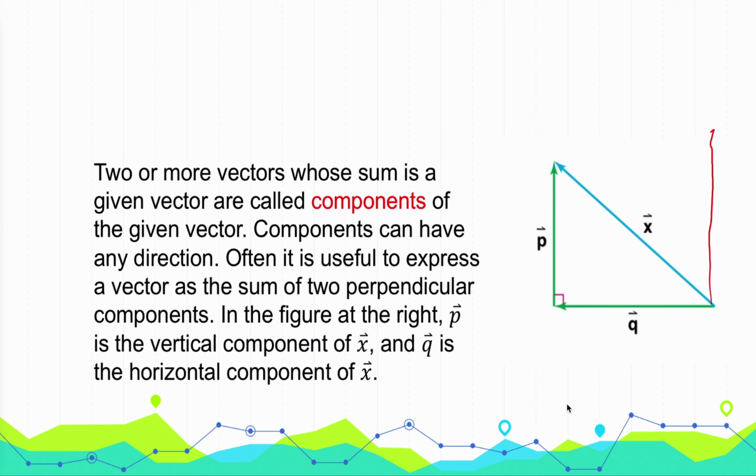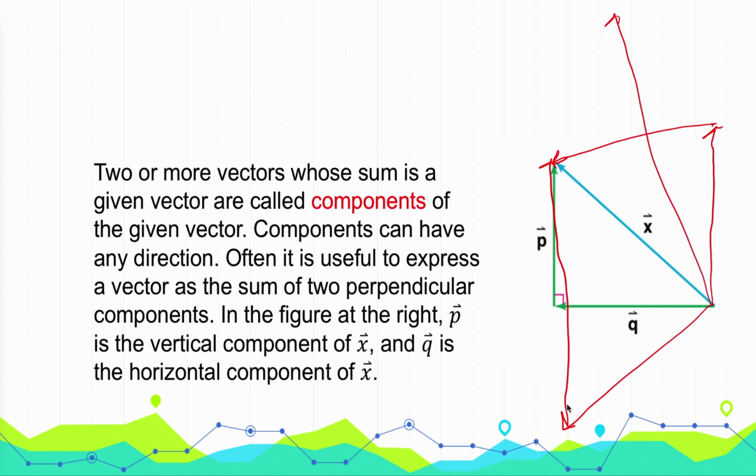But I could have any components. I could have components that look like this, or I could have components that look like this, or I could have components that look like this. I can have any two or more vectors that add up to make vector x. But usually we're going to do horizontal and vertical components because those are actually useful.